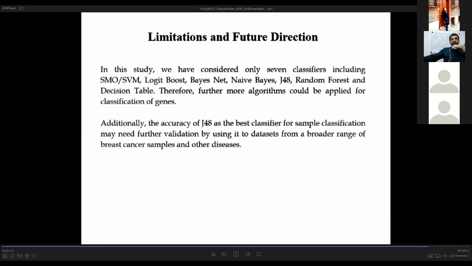Additionally, the accuracy of J48 as the best classifier for sample classification may need further validation by using it on data sets from a broader range of breast cancer samples and other diseases. The small number of samples is a limitation of bioinformatics, because we utilize only the data available in public databases, and we are expecting to get a wider range of data sets so we could identify potential biomarkers as promising therapeutic targets for breast cancer.